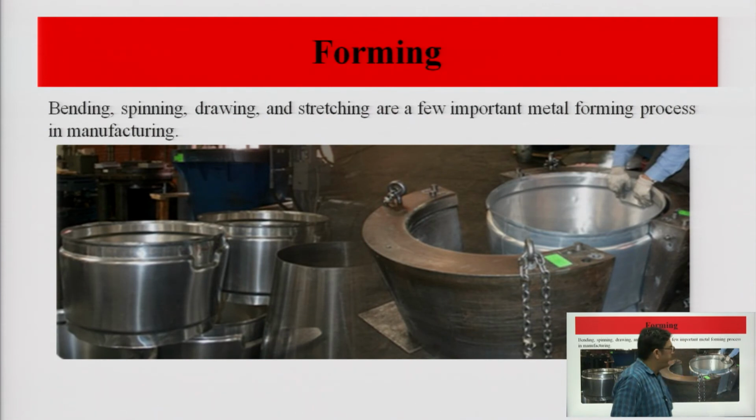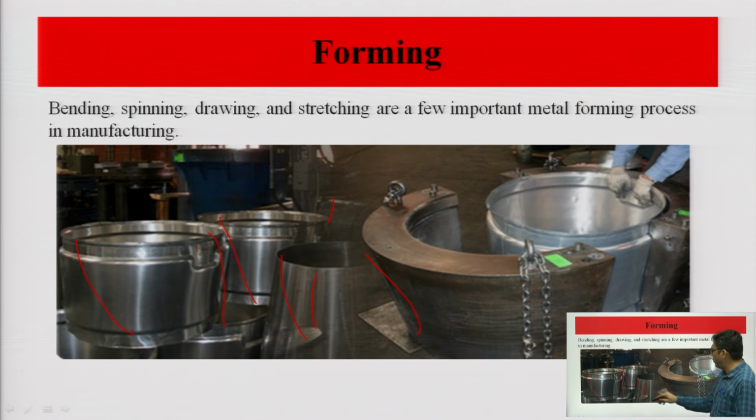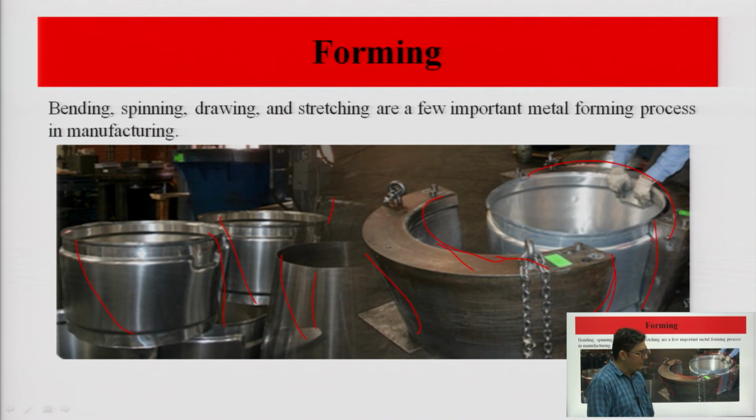Next, it is forming. Bending, spinning, drawing and stretching are a few important metal forming processes. So, this is what I was discussing. These are the forms, the pots that are over here, and this is how we give them shape. These frames are used to shape them. So, this is how these pots came into existence, and how manufacturing came into existence.